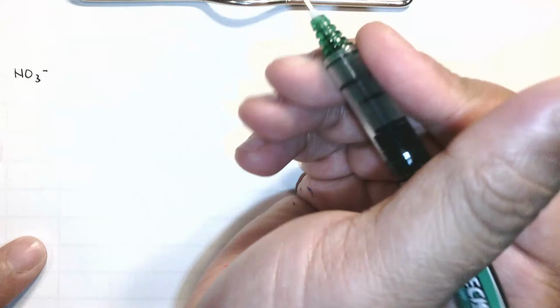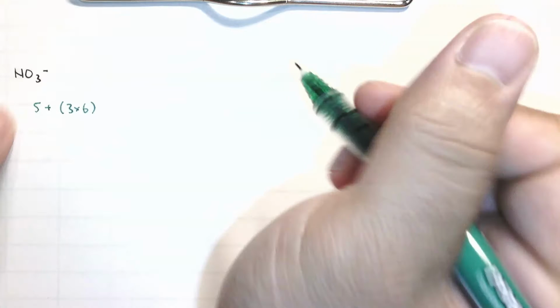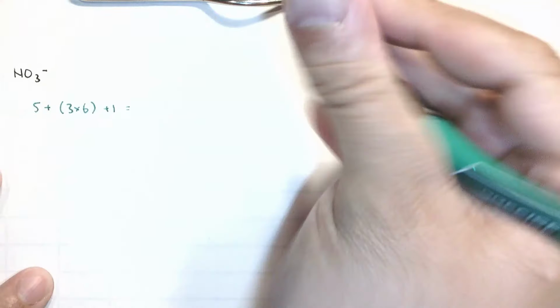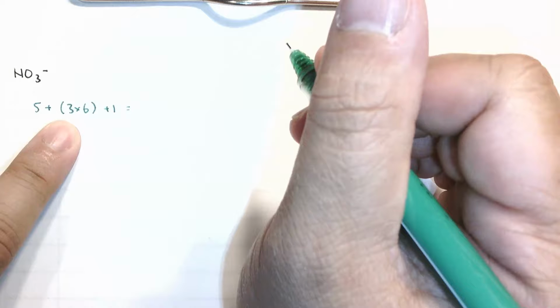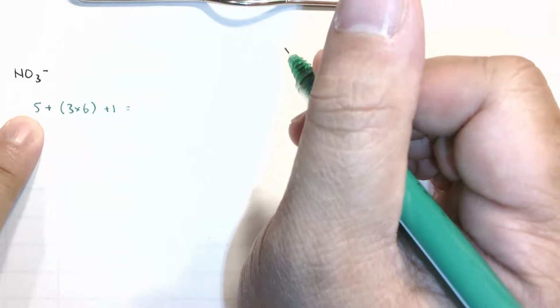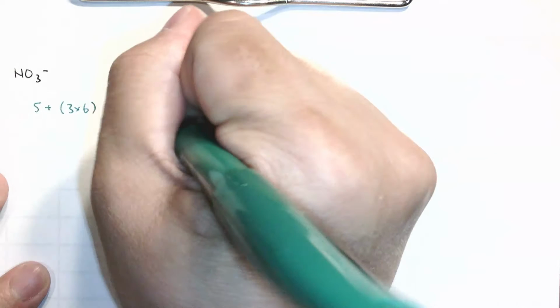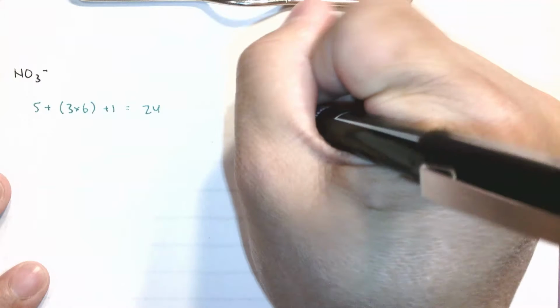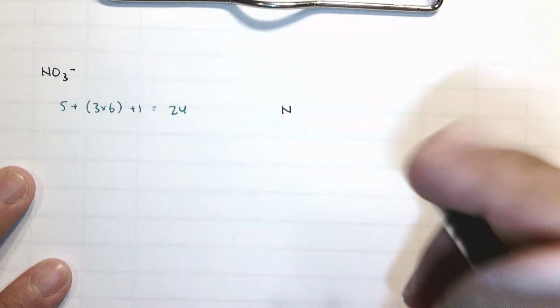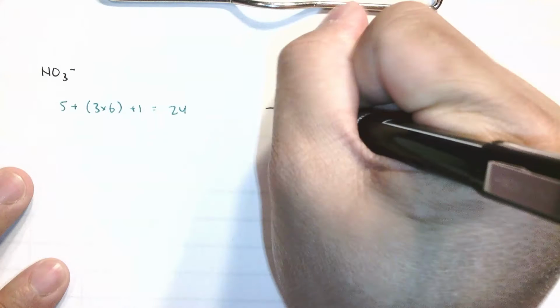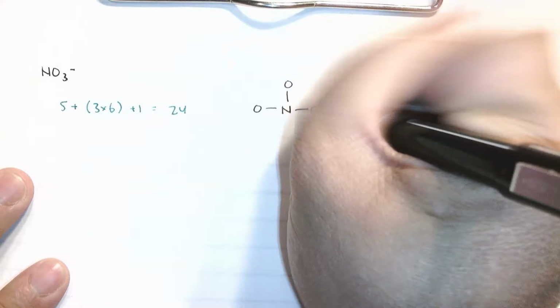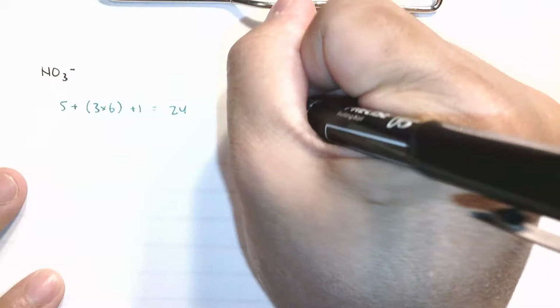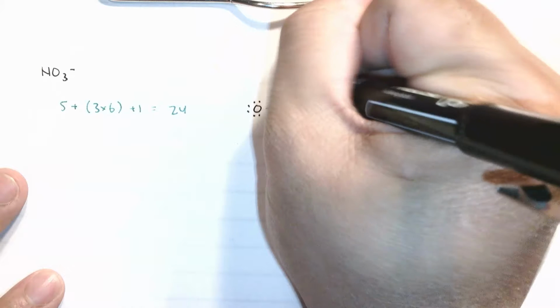Let's do valence electrons. 5 plus 3 times 6 for the 3 oxygens. Oh, we have a negative charge, so we have to add 1. 18, 23, 24. Nitrogen is the central atom. It's less electronegative than oxygen. And we automatically put single bonds at first. And we automatically make the outer atoms fit the octet.